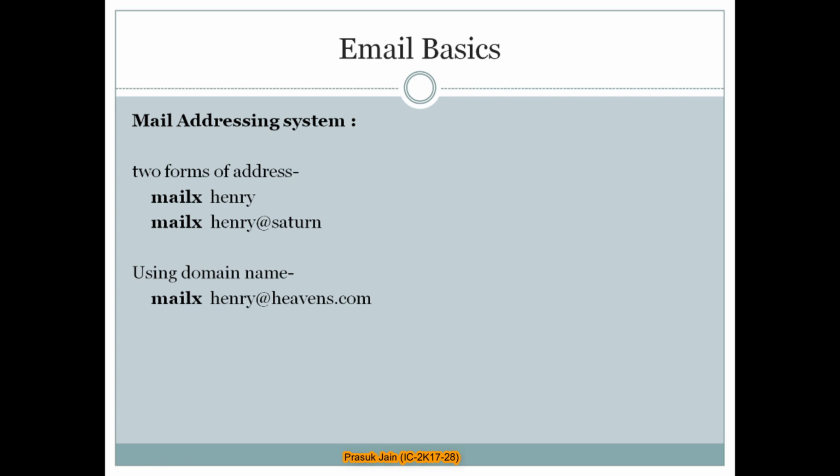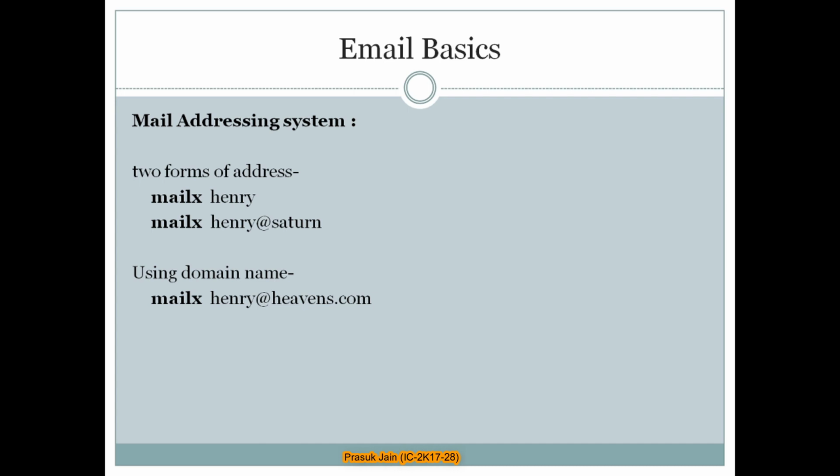First one is MailX Henry, where Henry is the username and Henry is on the same host. Second one is MailX Henry@Saturn, where Henry is the username and Saturn is the machine name. Here, Henry on the network's host Saturn. The second example uses a combination of username and machine, called host name. The email address is unique in a network.